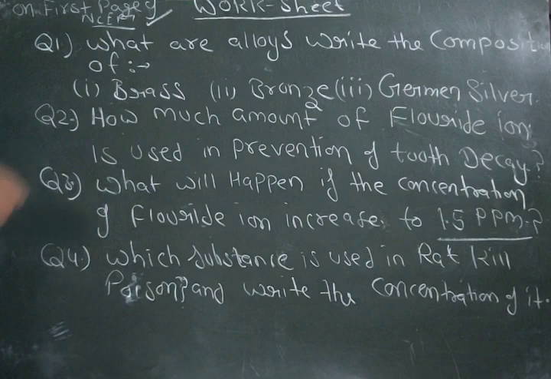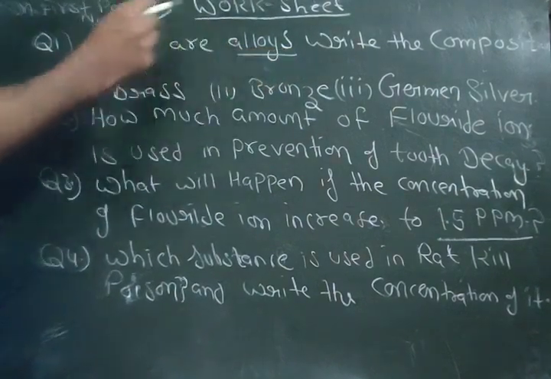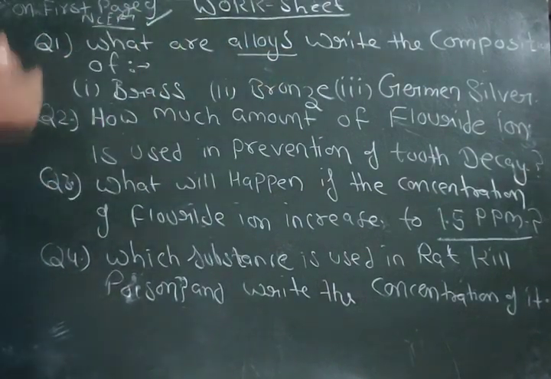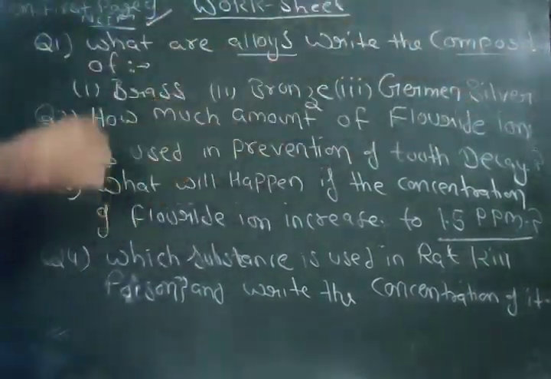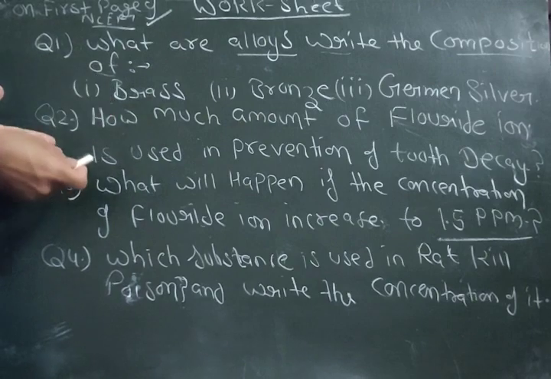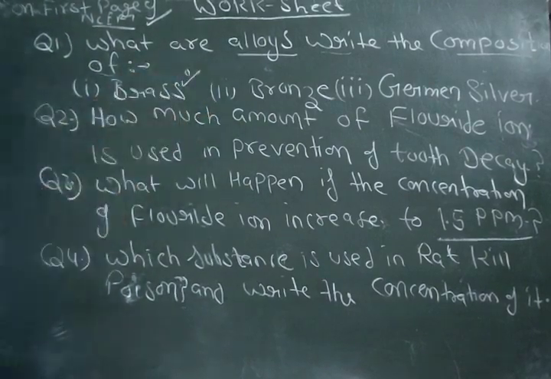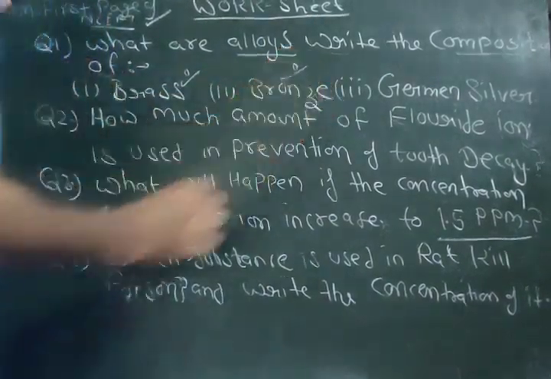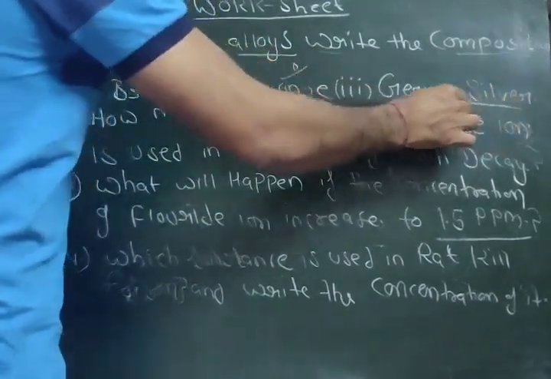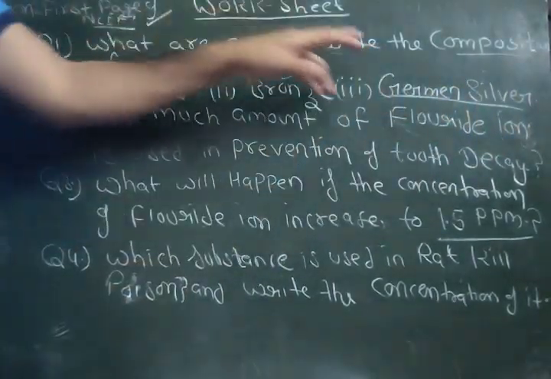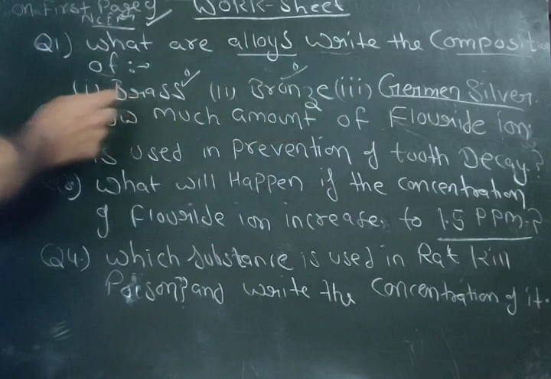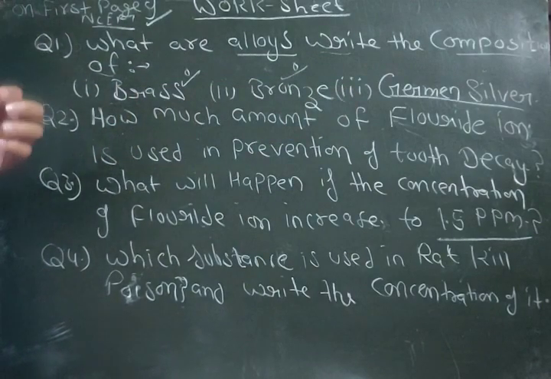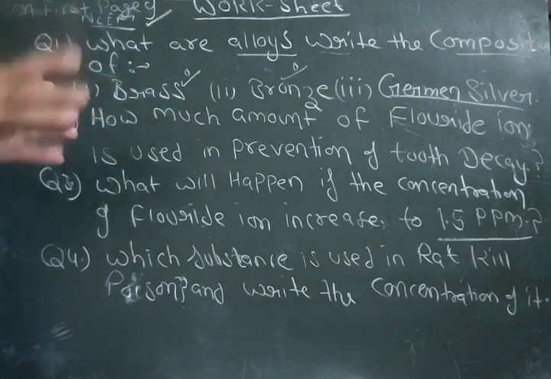So the questions are: what are alloys? I think you might know about alloys, and write the composition of them. You have to talk about the composition: what is contained in brass, what is contained in bronze, and here is a new one called German silver, because this has already been asked in previous board exams, so you must know the composition of all, because every point in NCERT will be important.